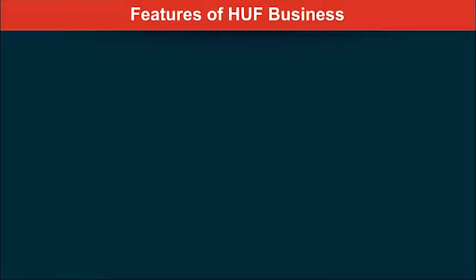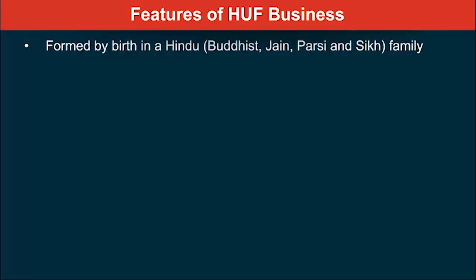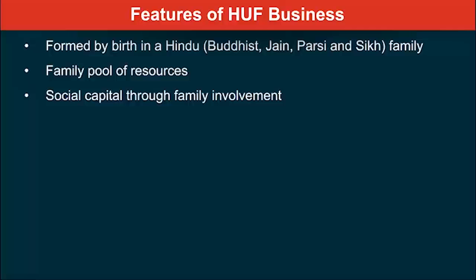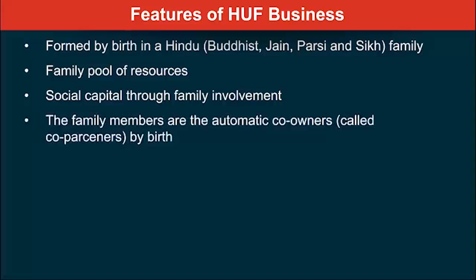Now, how it happens is, for the people who are part of the family, only 3 generations are allowed. The 4th generation doesn't become included till the first generation goes. It is formed by birth in a family. The family pools in the resources. There's a lot of benefit to society because of family involvement. They are called co-owners or co-partners because of birth.